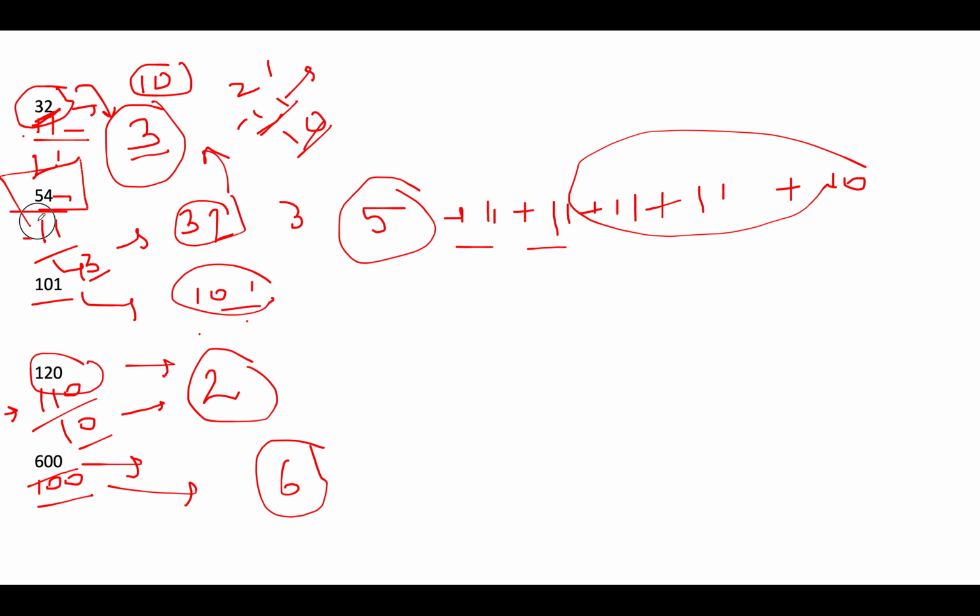What is the maximum digit in this number? It's 5. The answer is 5. What is the maximum digit in this number? It's 1. The answer is 1. What is the maximum digit in 120? It's 2. The answer is 2. And what is the maximum digit in 600? It's 6. The answer is 6.